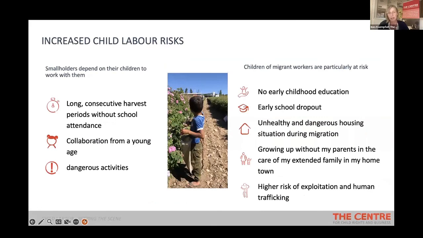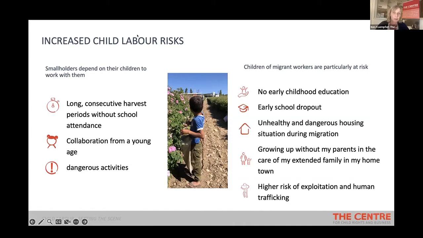So really, increased child labor risks, and one group that we saw was particularly vulnerable in the agriculture setting is the children of migrant workers. I've talked about the example of Turkey. Rose is here as a picture of a little boy that we met in a rose garden in Turkey. And we've really seen that these children who move around with their parents are the most vulnerable.